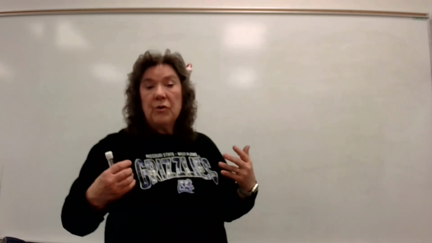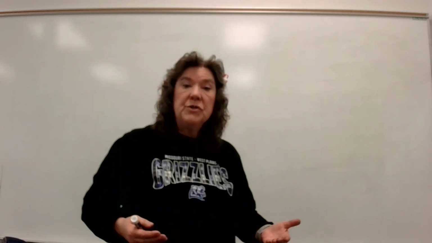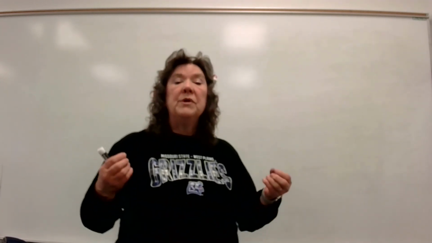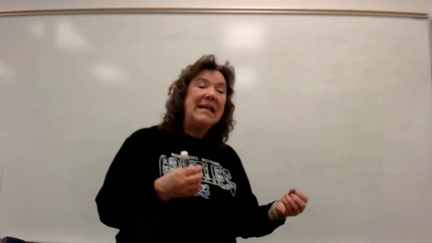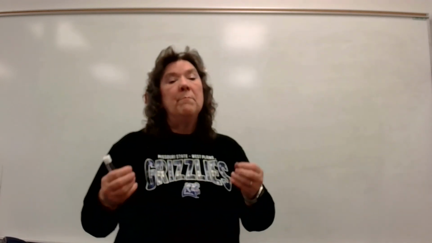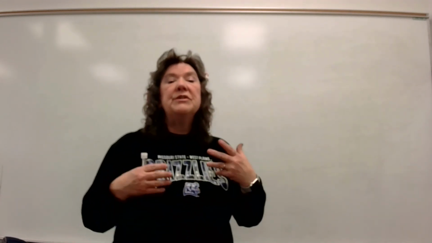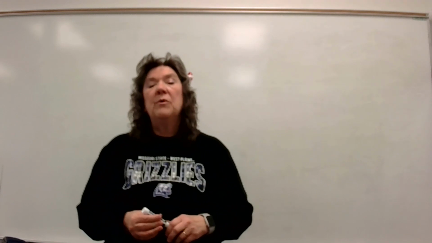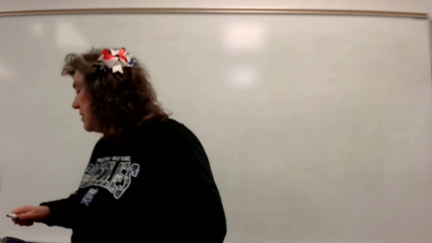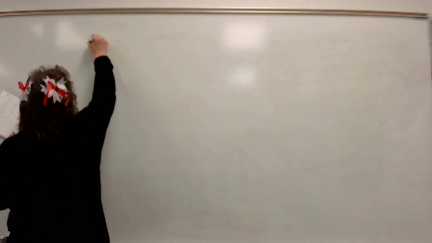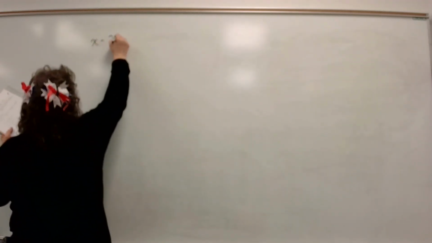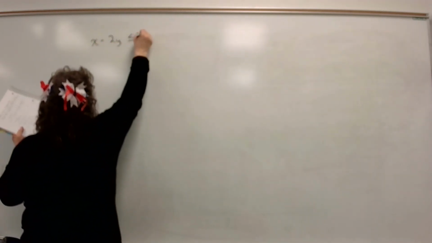Just like we started with some of our ordered pairs when we went into the Cartesian coordinate plane, we tested ordered pairs to see if those ordered pairs made the equation true. We're going to start with the same principle with inequalities. So here is our equation. We have x minus 2y is less than or equal to 3.